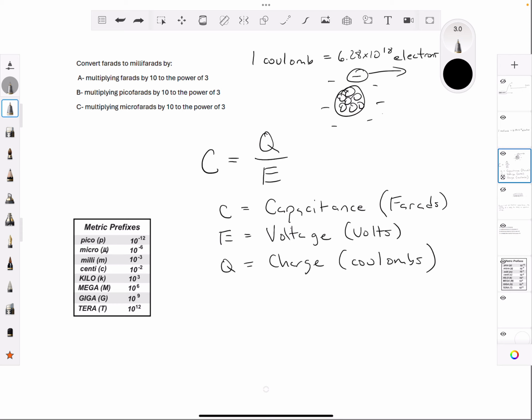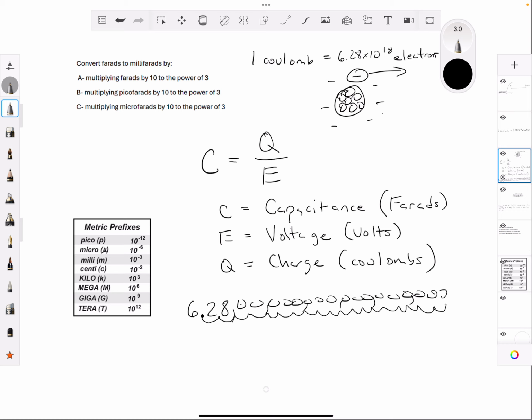It is actually going to be 6.28 times 10 to the 18 electrons is 1 coulomb. So what is 1 coulomb? It's 6.28, and we convert it. This is scientific notation. We see that 18 is a very large number: 1, 2, 3, 4, 5, 6, 7, 8, 9, 10, 11, 12, 13, 14, 15, 16, 17, 18. All these zeros. I'm not going to do all of them, but it's a whole bunch of electrons, more than we can count.